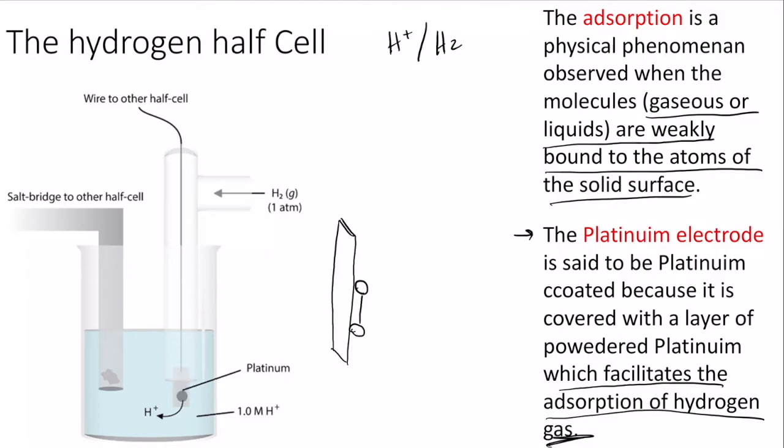We dip the platinum electrode, and the hydrogen gas is going down to form weak bonds on the platinum electrode. Why do we choose platinum? Because it facilitates the adsorption of hydrogen gas. We dipped the platinum inside the H+ ions, so that the hydrogen gas will go down, weakly bonded to this platinum electrode. And when it's weakly bonded, because the whole electrode is dipped in H+, the hydrogen gas will be dipped in H+.